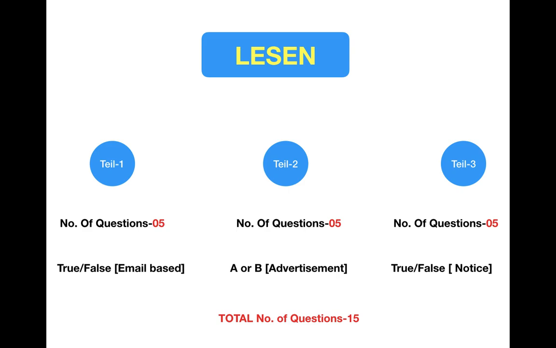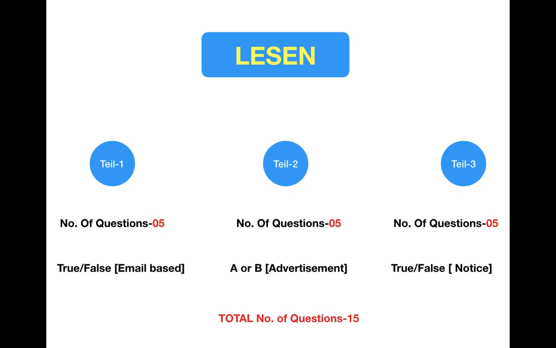Now the first is the reading section, Lesen. You can see I have mentioned 3 parts: Teil 1, Teil 2, Teil 3. For those who are going to give the A1 level exam, Teil means part. So we'll say Teil in German. Teil 1, first part, the number of questions is 5. And the nature is true false, meaning you will read an email. The text is in the form of an email.